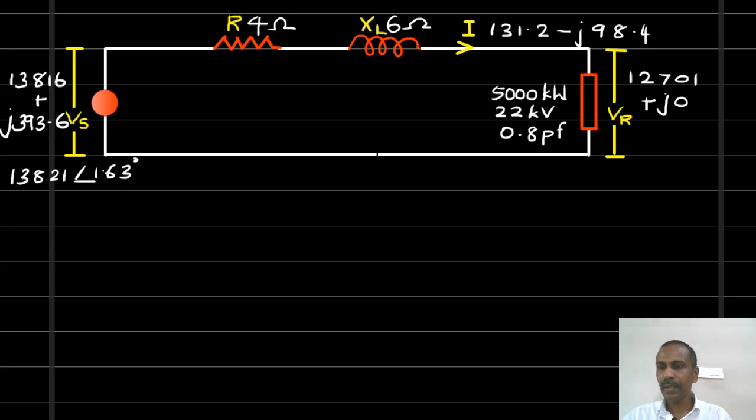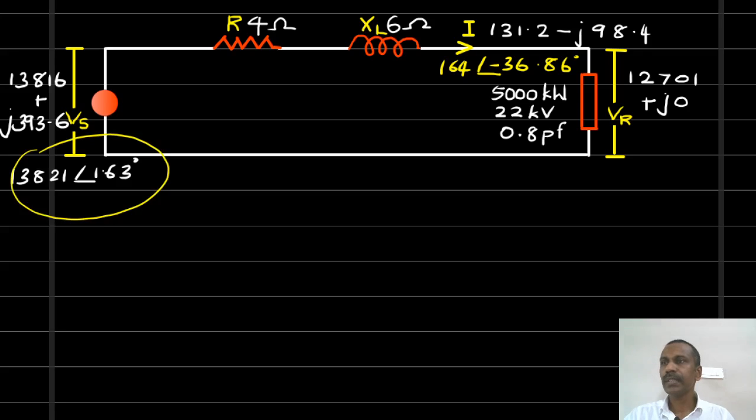This current can be written in the polar form. This value in the polar form is 164 angle minus 36.86 degrees. Here both the sending end voltage and current are written in the polar form because we need to find out the phase angle between these two, from which we can find out the sending end power factor.